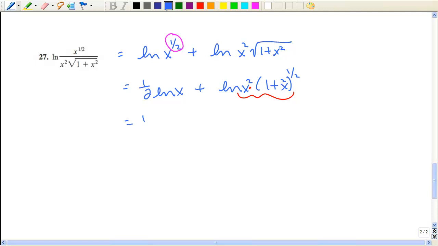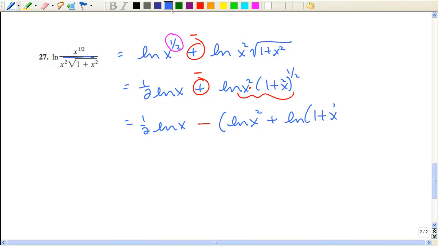And look at the mistake that I've already made. This was division, so this needed to be subtraction. All right, so now I'm going to subtract, and now I need to subtract all of this. And that should be plus because we do have a product. And then keep going. Move the 2 in front. Move the half in front.